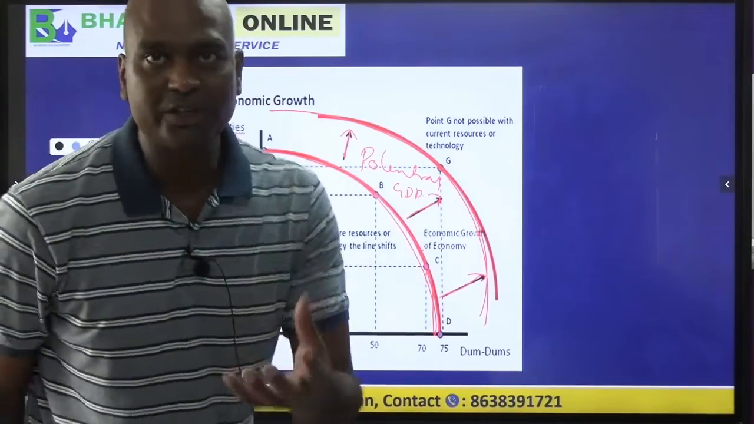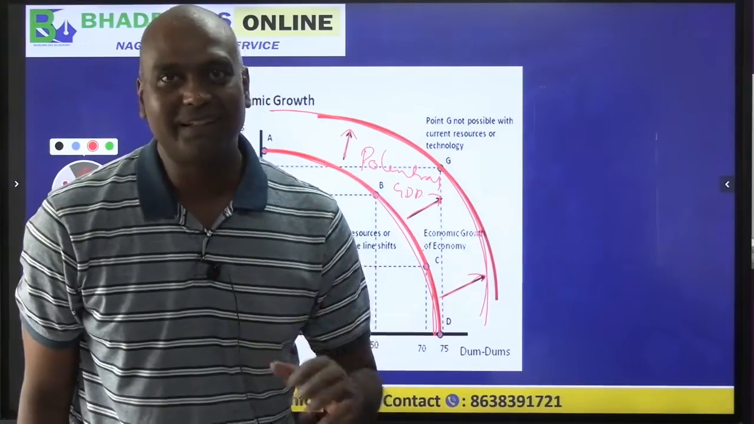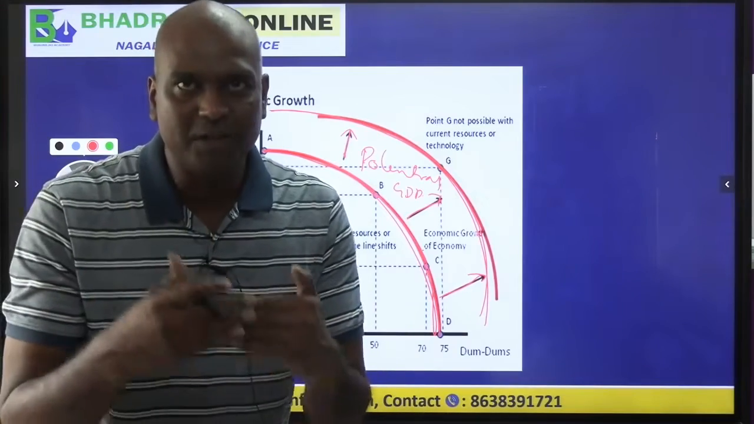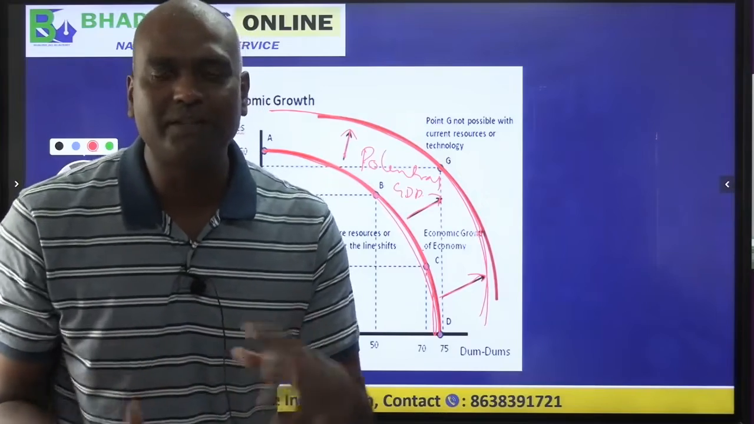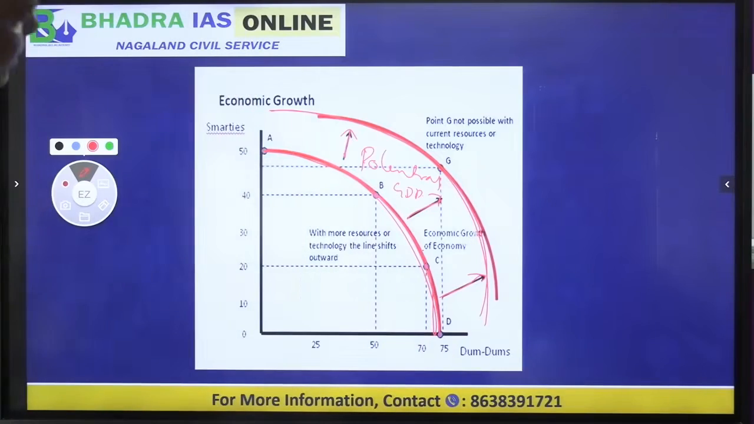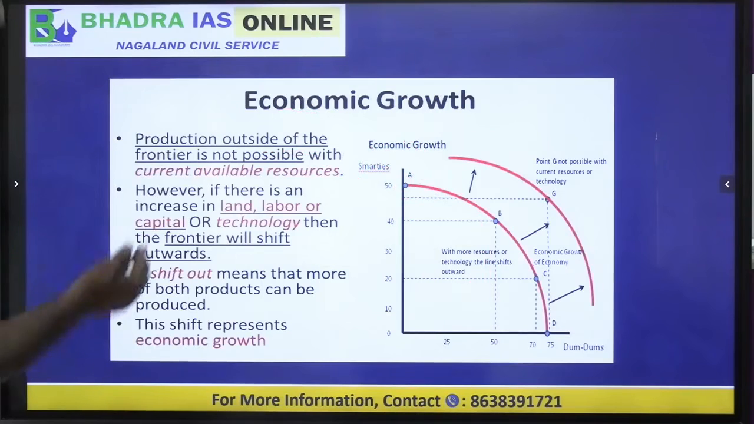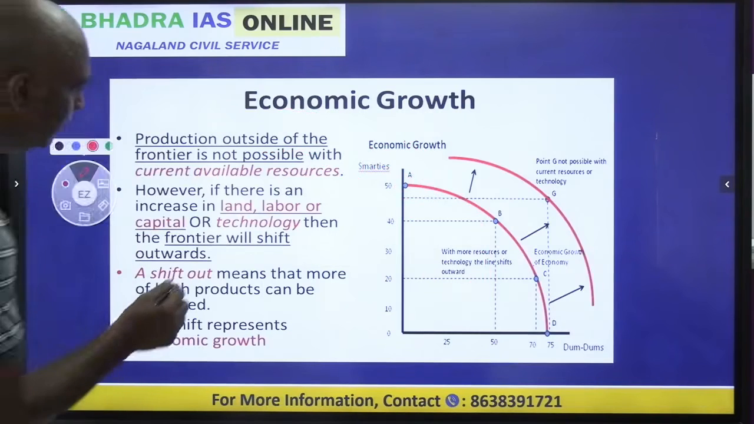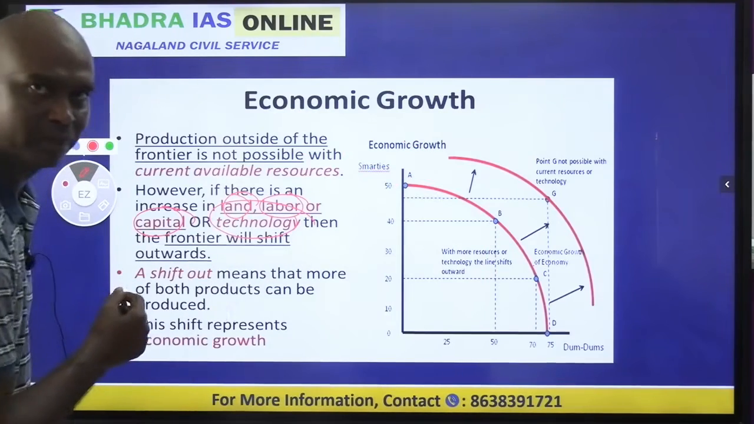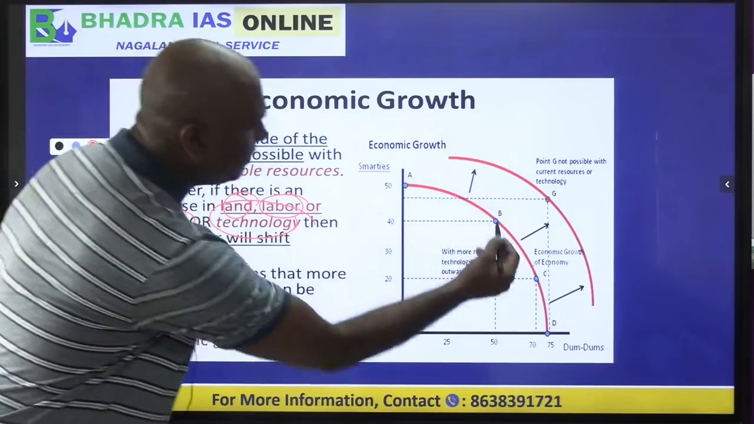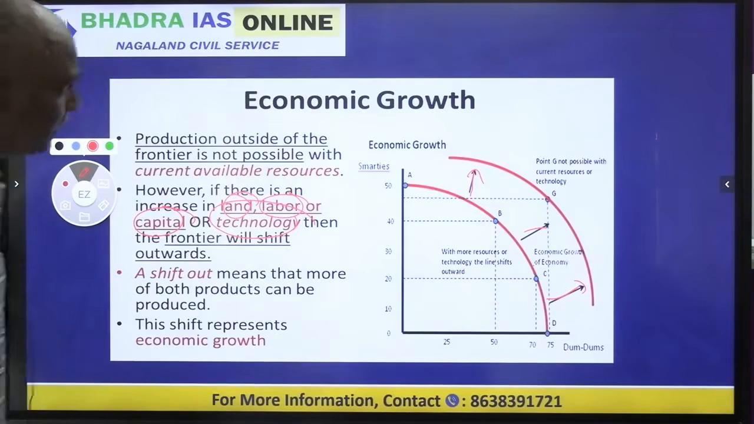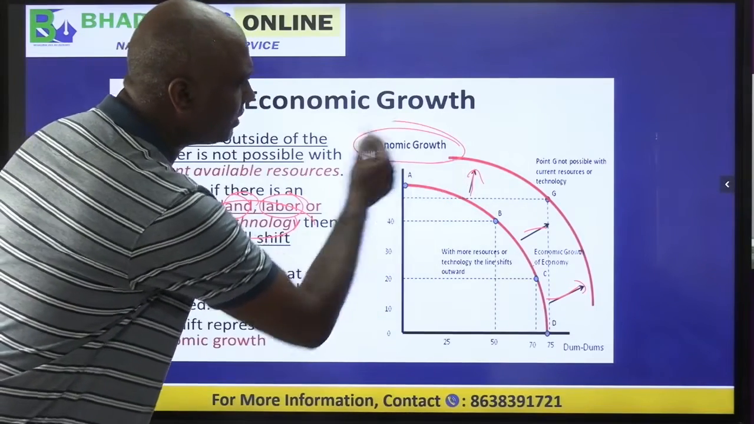So this concept of potential GDP comes in the civil service exam. Okay. So you need to be very clear. Potential GDP is how much we are able to produce if you increase the factors of production or produce efficiently in a better way. So how does it happen? It is clearly given here. If you increase land, labor, capital, technology, then what will happen? Automatically you will have the shift of the production possibility curve. So this shift is what we call economic growth.